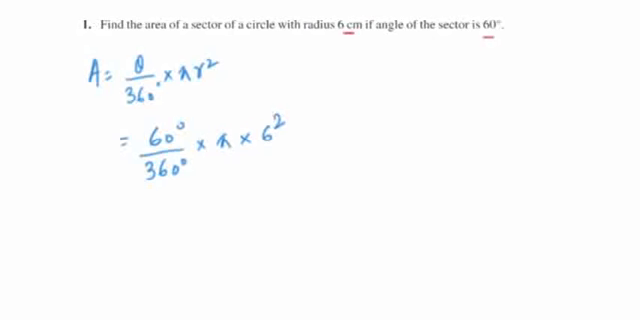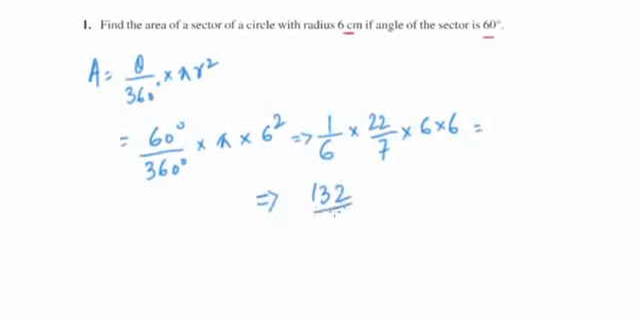So it will be 6 square. So on solving this, we will get 1 by 6 multiplied by 22 by 7 and multiplied by 6 into 6. So on solving this, we will get the area of the sector as 132 divided by 7 square centimeter. So that will be the area of the sector.